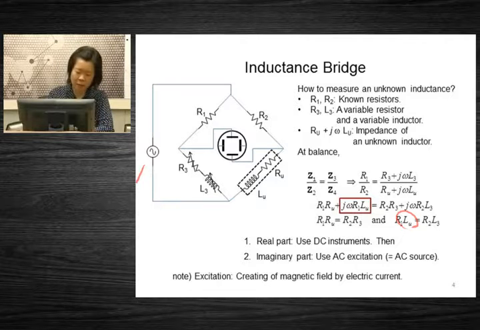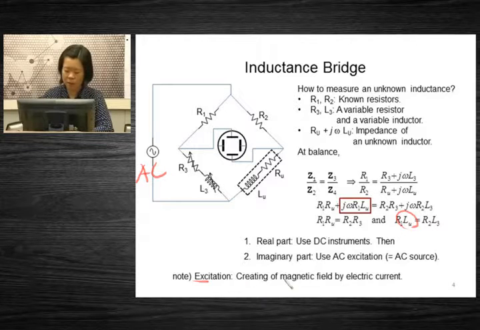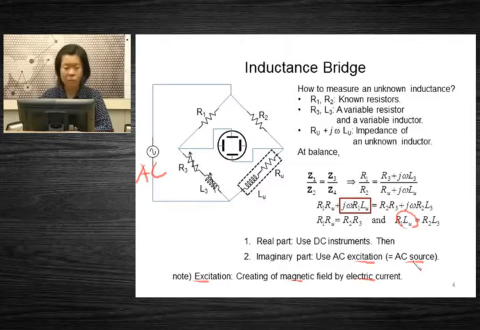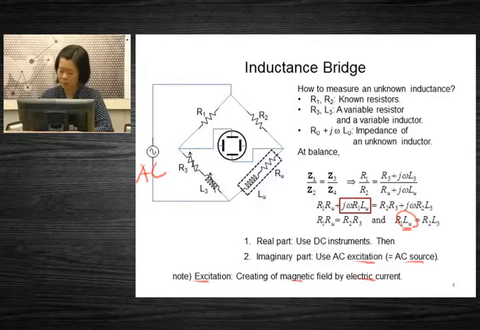For that we use an AC source, or it's called AC excitation. Excitation means we are creating magnetic fields by electric current. So sometimes they use excitation instead of source. They have the same meaning. So when you use AC excitation and balance the circuit, then we can find the unknown inductance.